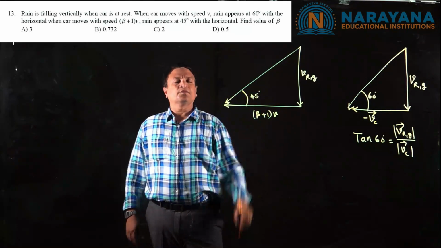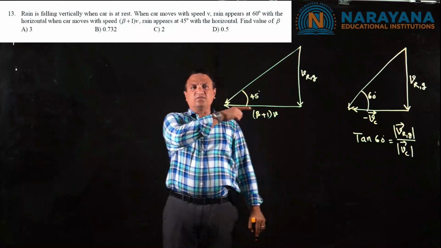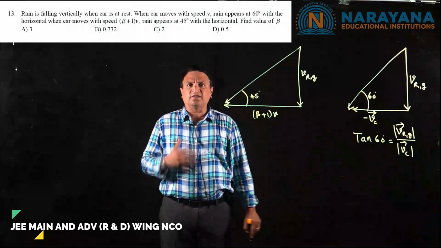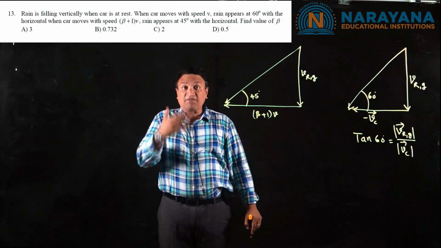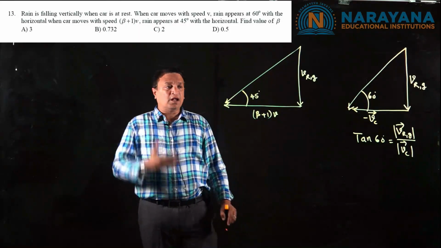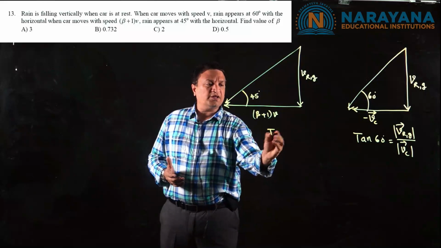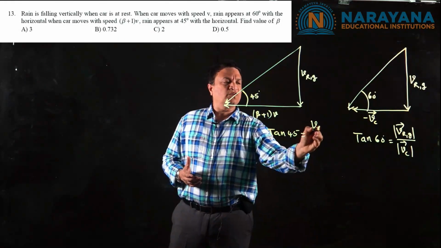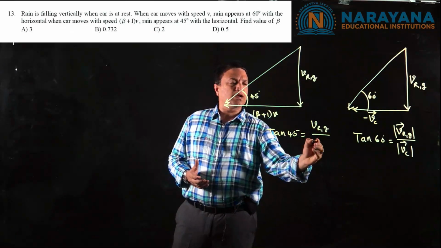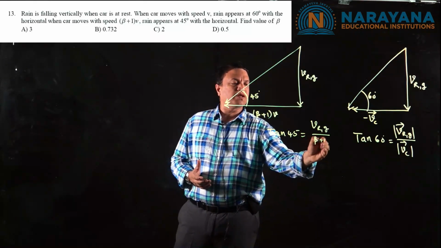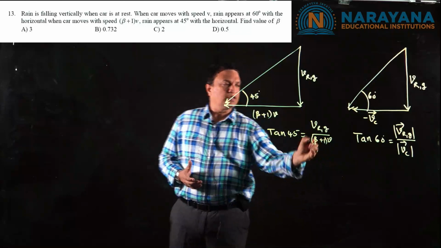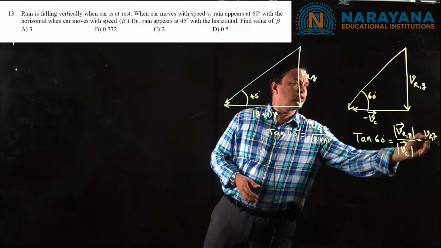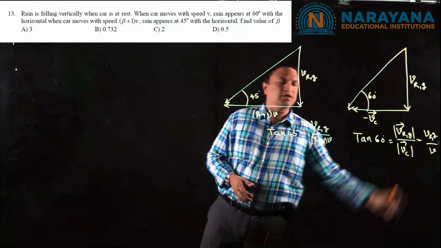Please watch the difference in both the diagrams. They were not the same angles with the horizontal. They are different angles in fact. Now, here if I take tan 45, it is V rain with respect to ground by (beta plus 1) into V. Earlier, it is V rain with respect to ground by V.